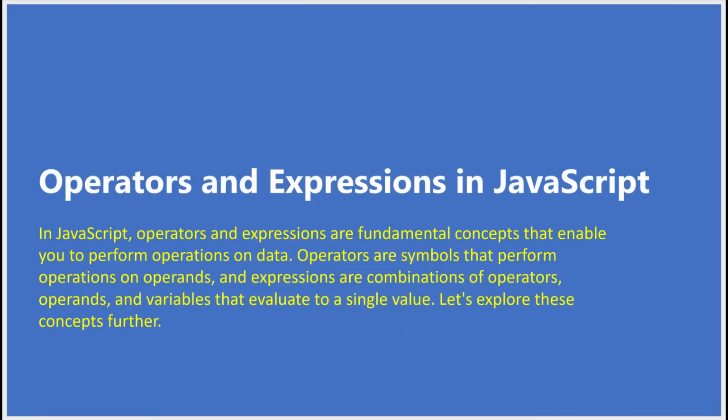Have you ever wondered how JavaScript performs operations on data? Well, it's all about operators and expressions. These are fundamental concepts that allow us to manipulate and evaluate data in our scripts. First, let's talk about operators. These are special symbols that perform operations on operands.